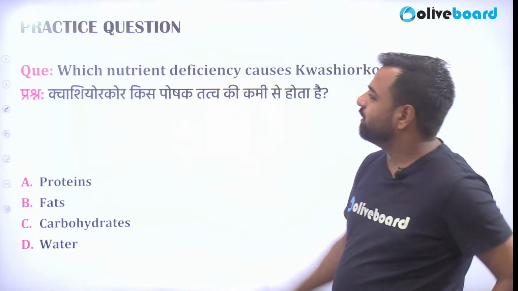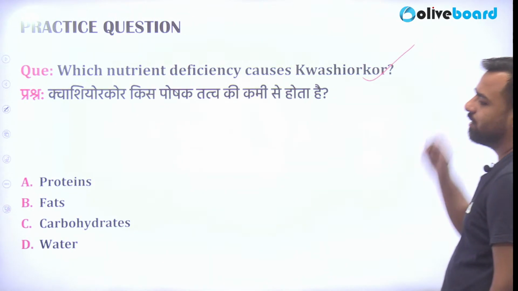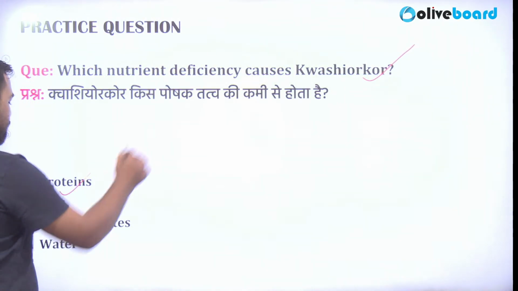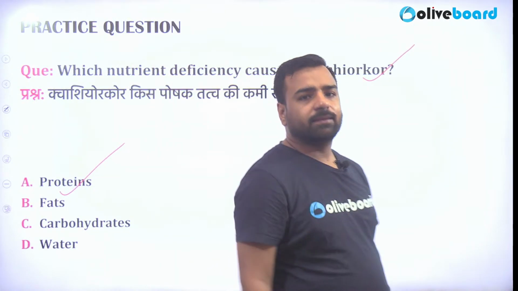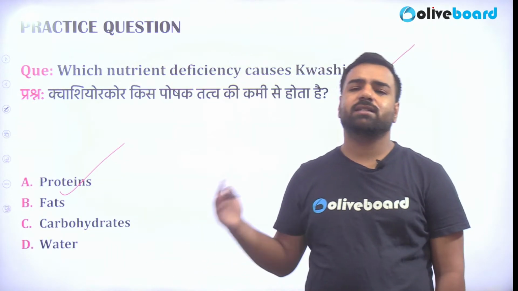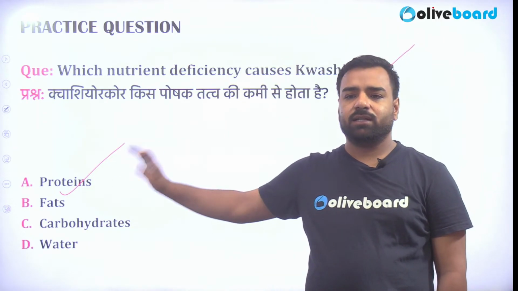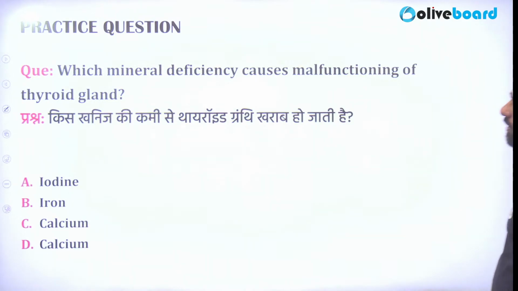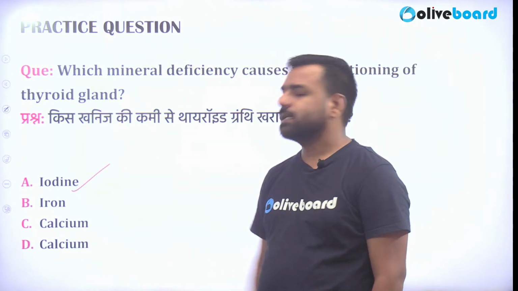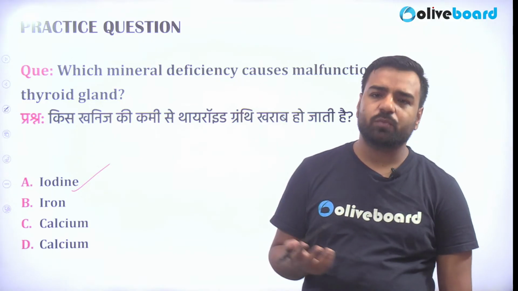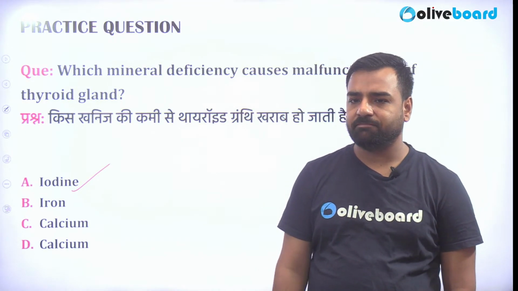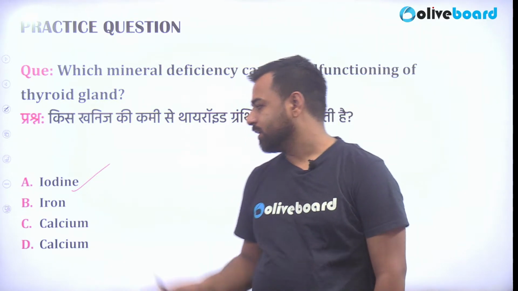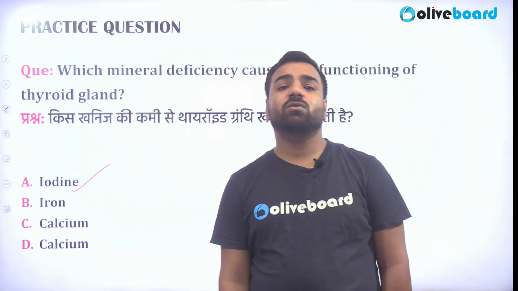What's the next question? Which nutrient deficiency causes kwashiorkor? Guys, whether it is kwashiorkor or marasmus, for both the answer will be proteins only. Proteins are important for our body's repair and for cell growth, but if they are lacking, it leads to kwashiorkor and marasmus. Next, which mineral deficiency causes malfunction of the thyroid gland? Is it iodine? Yes. And if goiter is there, which isotope is used? That is iodine 131. Perfect. Lack of iron leads to anemia. Lack of calcium leads to issues in the bones, right?